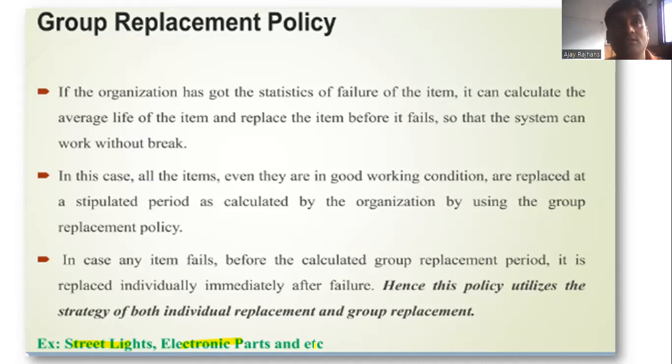Suppose in one organization they want to purchase computers. Such organizations sell all of their previous computers at a group level, that is, at a whole level. That policy is called the group replacement policy. In the group replacement policy, all the items are replaced with new items, and the cost of replacement is also low. This is the group replacement policy of the items.